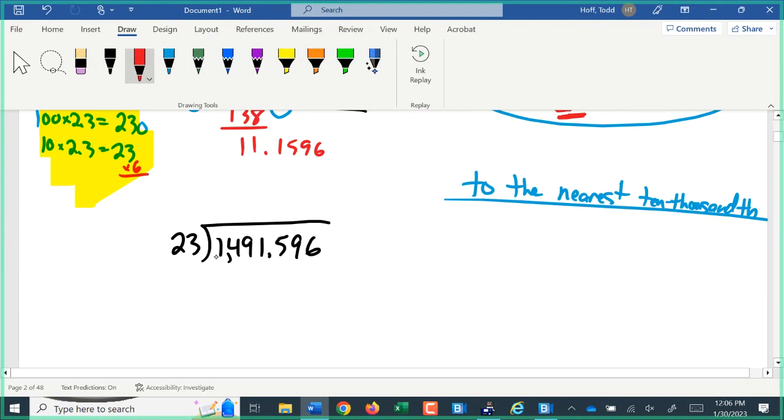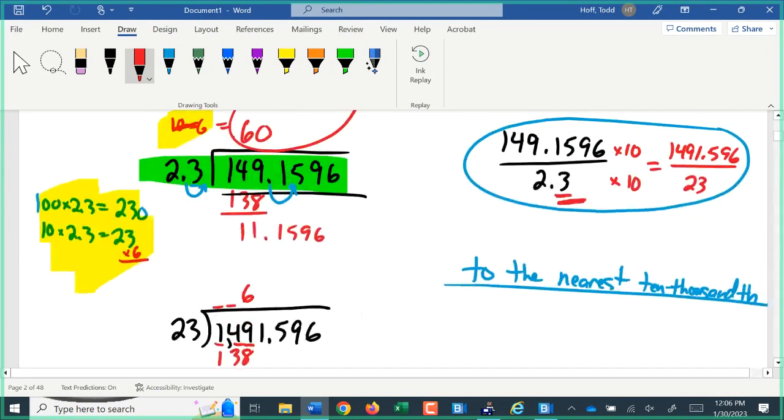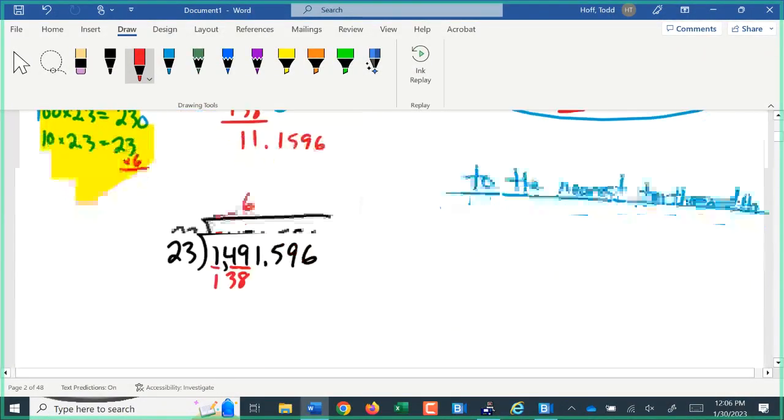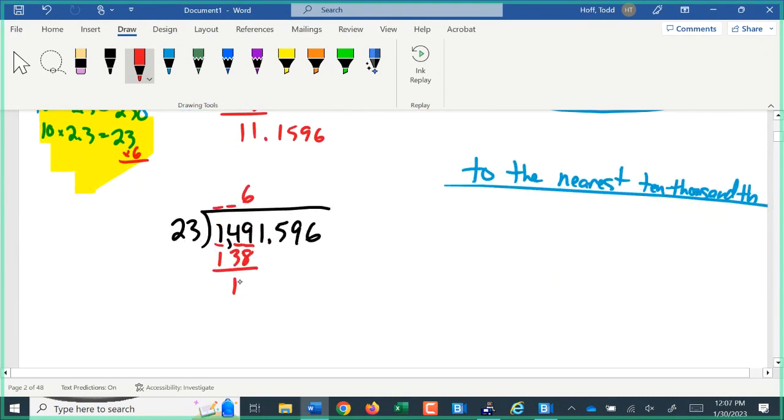Well, we start off, 23 does not go into 1, so we leave it blank above the 1. 23 does not go into 14, so we leave it blank above the 14. 23 does go into 49 6 times. Notice that's basically what we saw up above. The 6 is in the tens place, so it is a 60. We go ahead and subtract, we have 11 left over. Now we bring down the next digit, which is the 1.